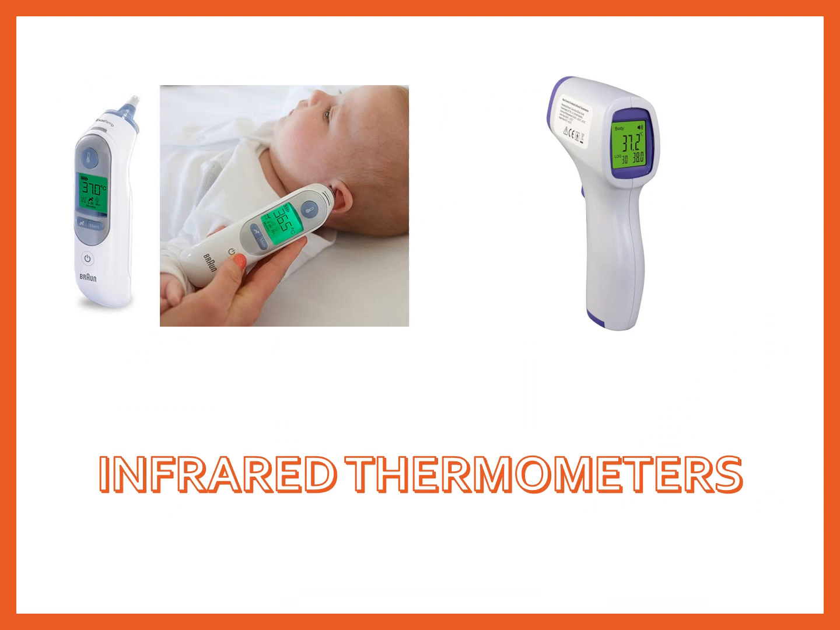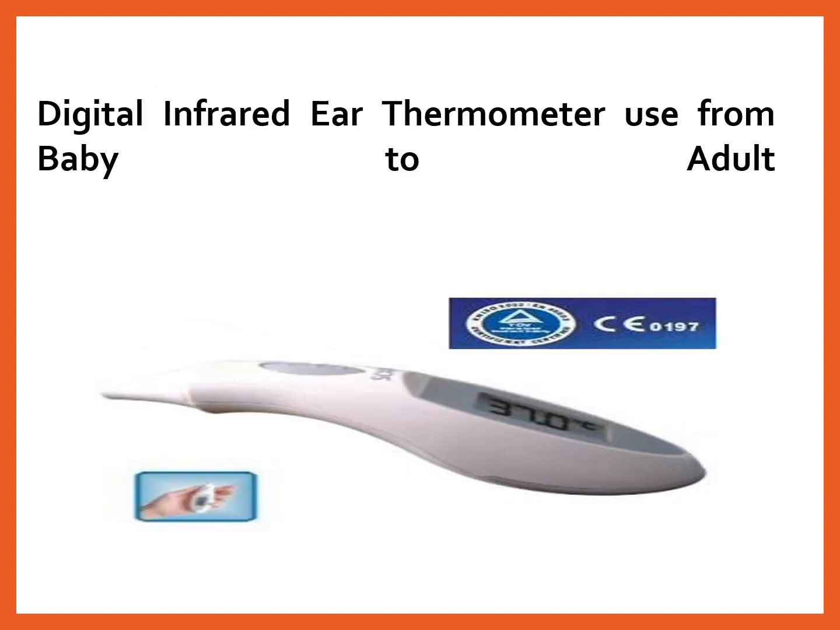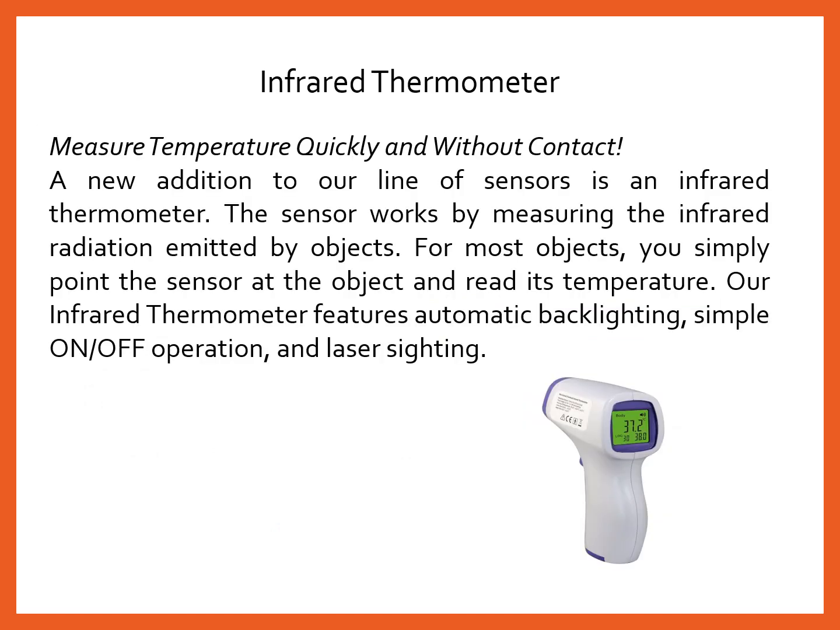Another digital or electronic thermometer are the infrared thermometers. The digital infrared ear thermometer is used for both babies and adults. Infrared thermometers measure temperature quickly and without contact. A new addition to our line of sensors is an infrared thermometer. The sensor works by measuring the infrared radiation emitted by objects. For most objects, you simply point the sensor at the object and read its temperature. Our infrared thermometer features automatic backlighting, simple on and off operation, and laser sighting.